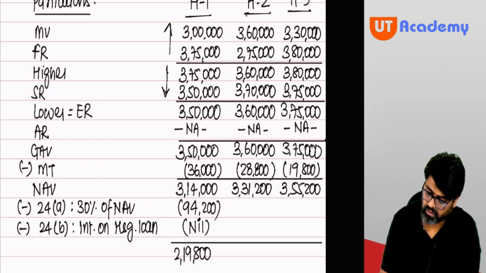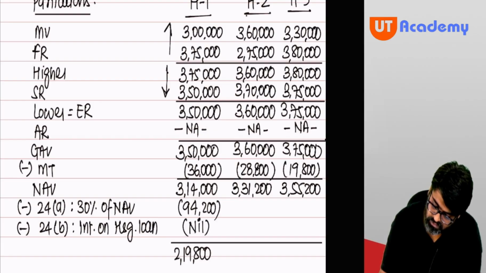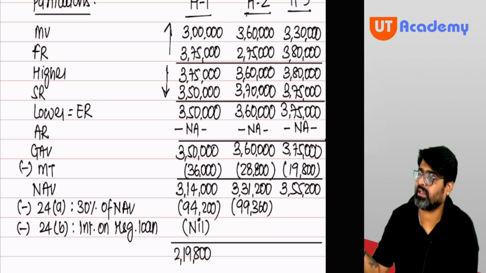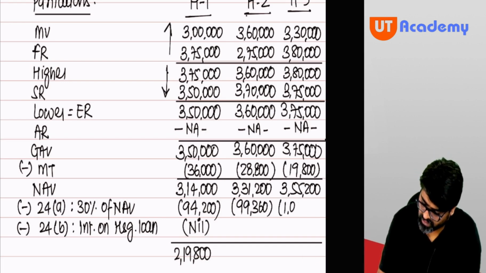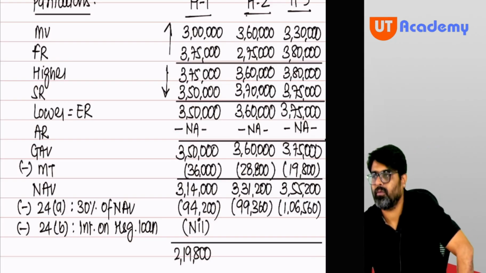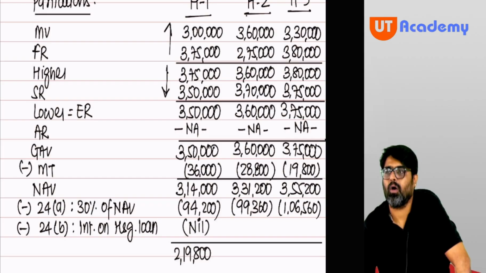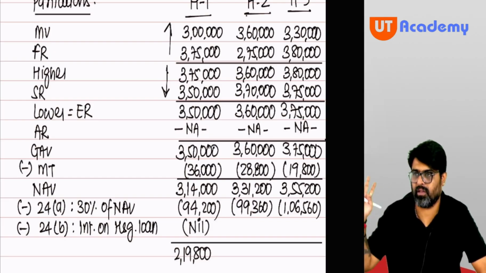Okay, second one, 30% will be how much? 99,360. And last case, 30% is how much? 1,06,560. Now, do you have interest for both these properties? Second property, how much is the interest? 55. And third property, how much is the interest? 1,70,000. Now, are you taking the property as SOP or right now the property is DLOP?